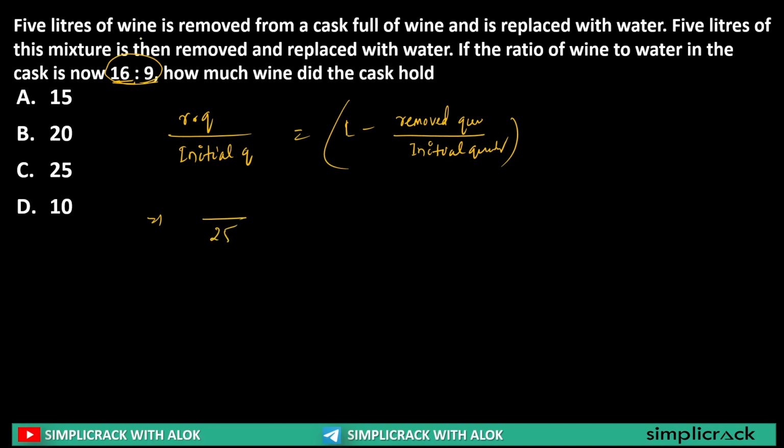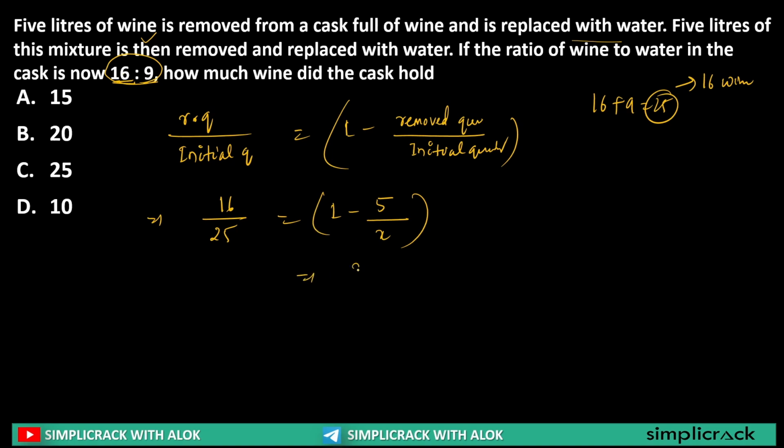Here, if 5 liters is removed, some amount is removed and the same is replaced by water. That means the total amount remains the same. So what is the total amount? 16 plus 9, that is 25. Out of 25, 16 is wine. So the remaining quantity is 16. Remaining quantity over initial quantity 25 is equal to 1 minus the removed quantity 5 liters divided by, let's say initially it was x. So I can write (x minus 5) by x is equal to 16 by 25, and this is a square because it has been happening twice.